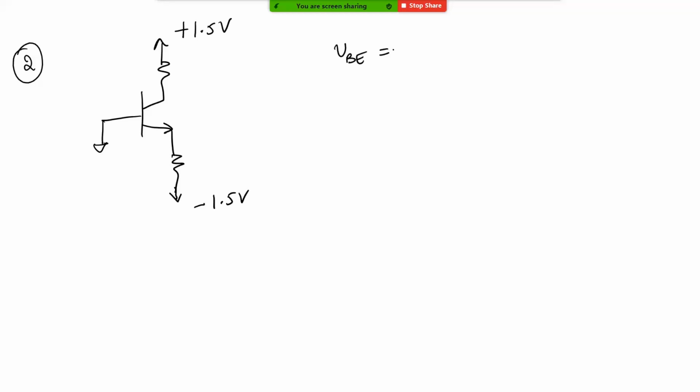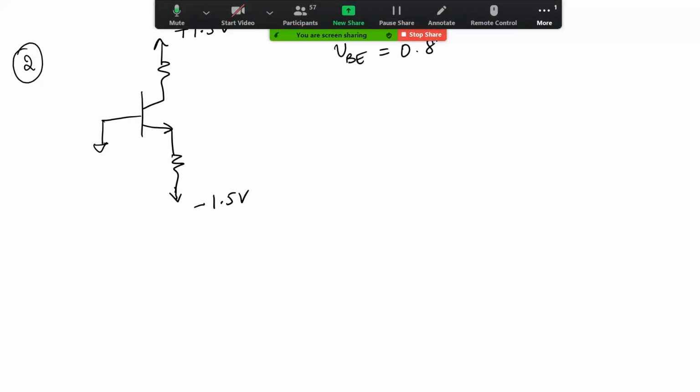Now the same thing, if you were to do it at a different technology node, what happens is VBE becomes higher. The supply voltages you cannot have plus or minus 15 volt. You will see that you have breakdown related issues and things like that. So the supply voltage will scale down.